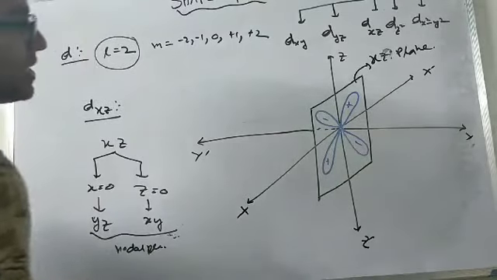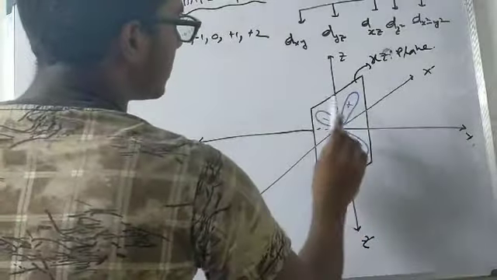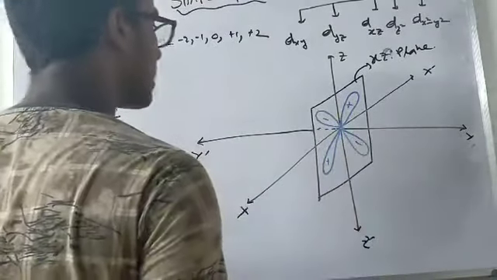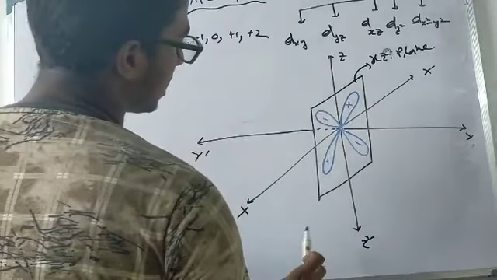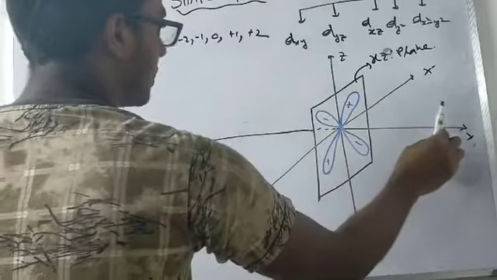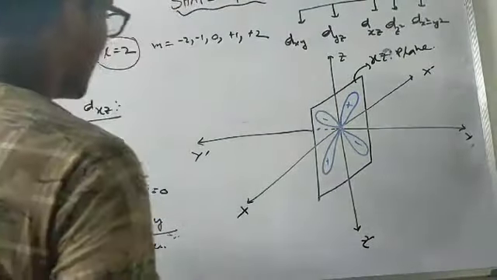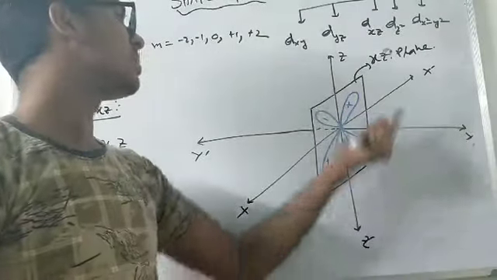Okay. So yz means which plane? This is y and this is z, so that means this plane is the nodal plane. Okay, and another plane is xy. Okay, xy means the plane of the board. These two are the nodal planes. Actually, it's a little bit difficult to show the nodal planes in this picture.